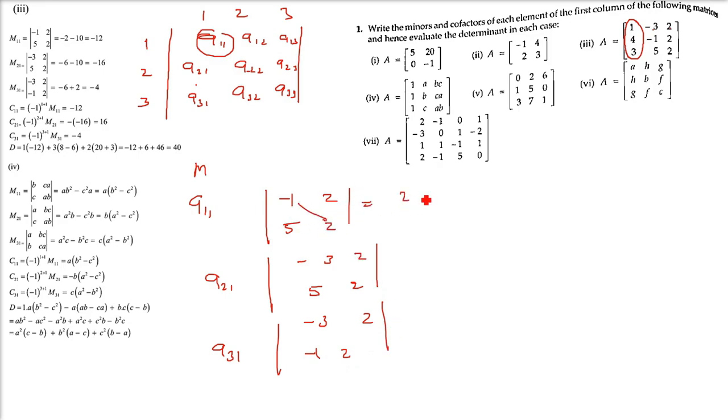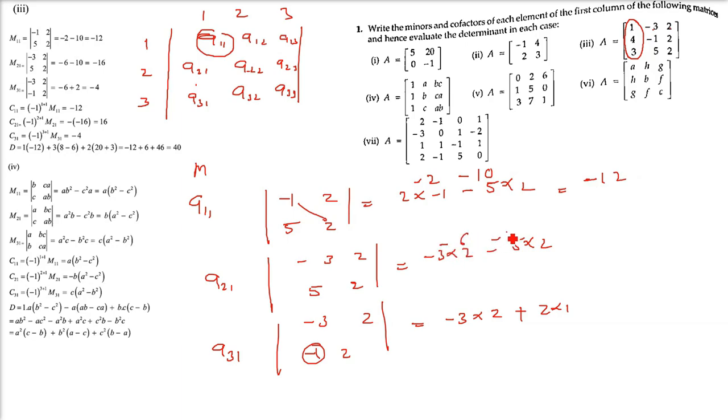The determinant of a 2 by 2 is simply 2 into -1 minus 5 into 2. That is the cross multiplication actually. -3 into 2 minus 5 into 2. Here it will be 2 into -3 minus 2 into -1, so it will be plus here. So what do you get? -2 minus 10, that is going to be -12. -6 minus 10 is going to be -16. And this is going to be -6 plus 2, and it's going to be -4.